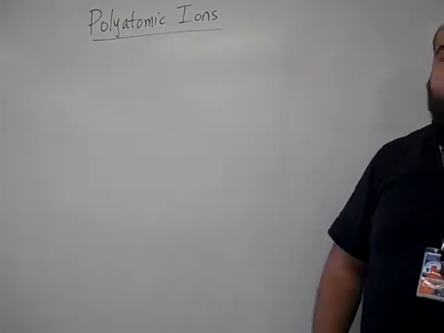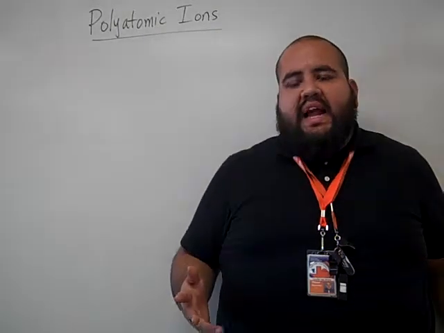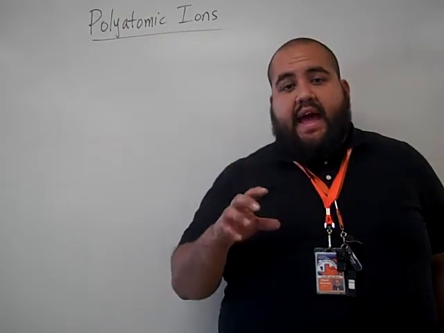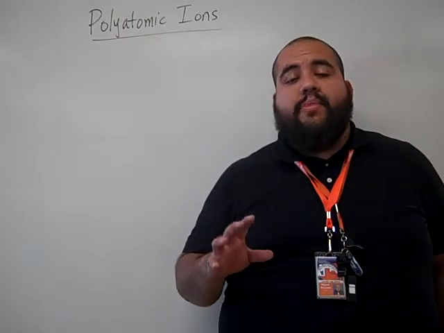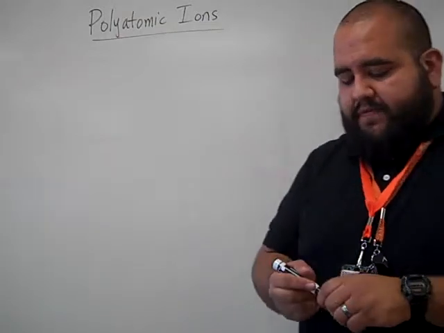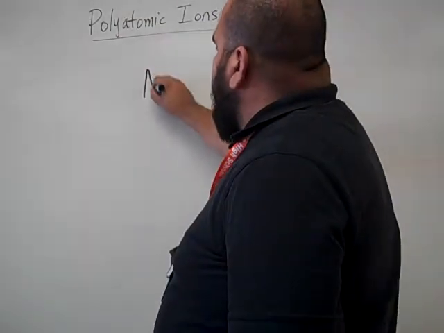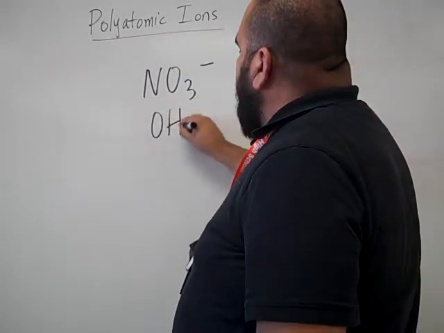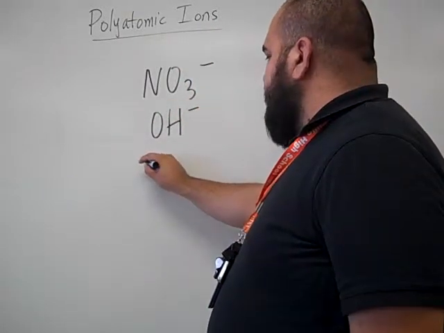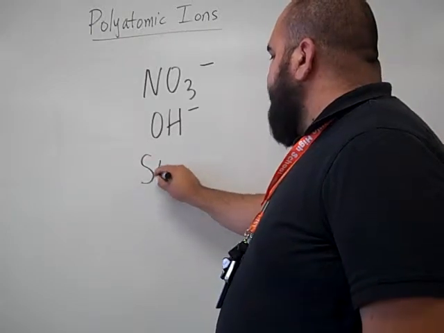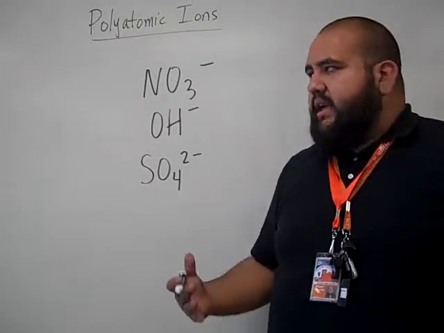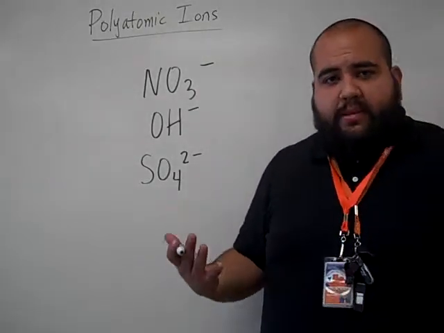So we're going to talk about polyatomic ions. The one thing you need to know about polyatomic ions is basically the atoms that you have been dealing with when naming compounds. Let me just give you a few. For example, you have NO3 minus, OH minus. You've probably also been seeing SO4 2 minus, etc. Right now you're looking at me like, what are you talking about?